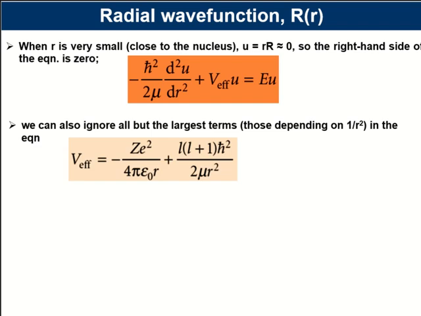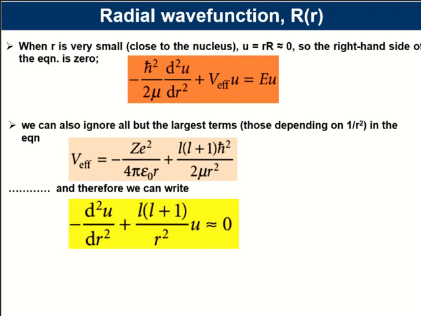So what we do here, we have two terms. We can ignore the largest term. So what we have done here, as we said, very close to the nucleus, it is the centrifugal term that dominates, and in comparison to that, this particular term can be neglected for distances very close to the nucleus. And so we can rewrite this same equation.